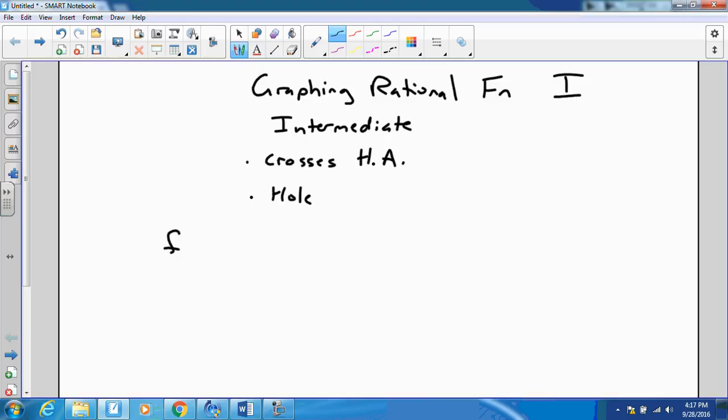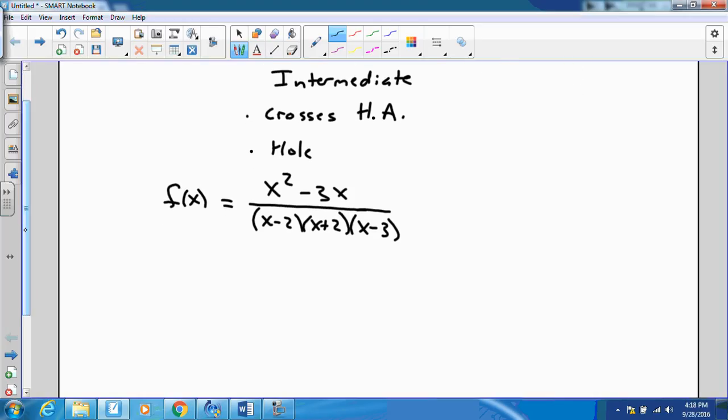Let's let f of x equal x squared minus 3x over x minus 2 times x plus 2 times x minus 3. Now this one down here, I went ahead and wrote in factored form because I didn't want to have to spend a lot of time factoring.